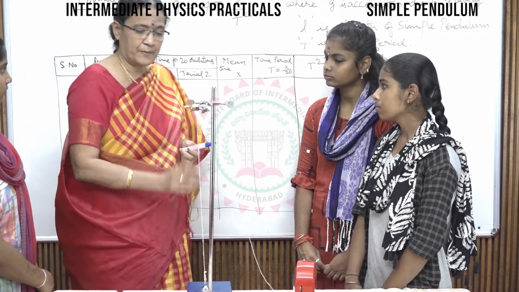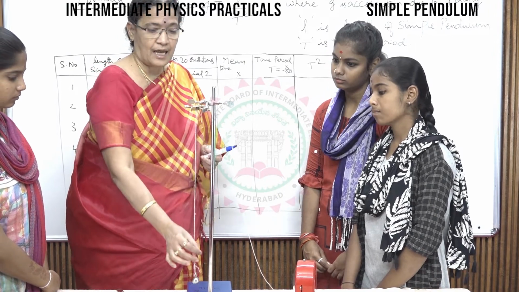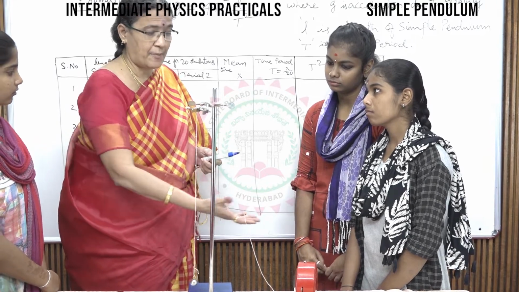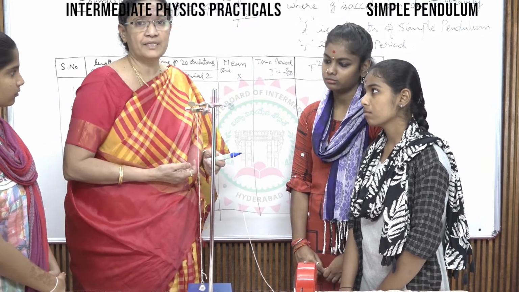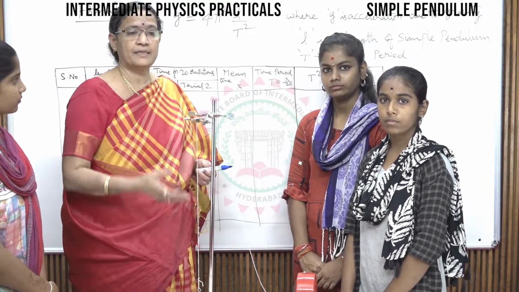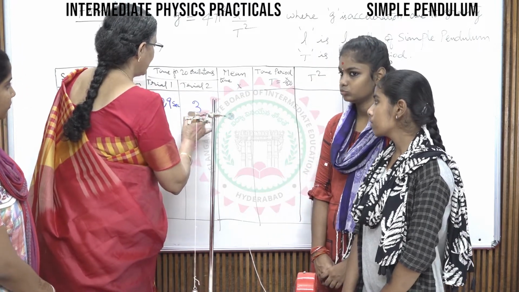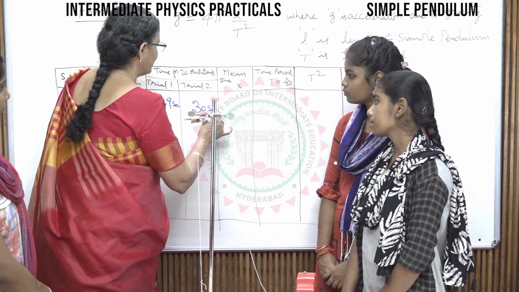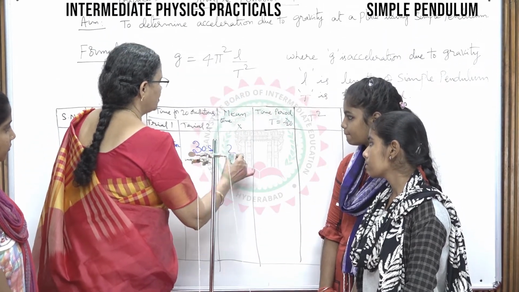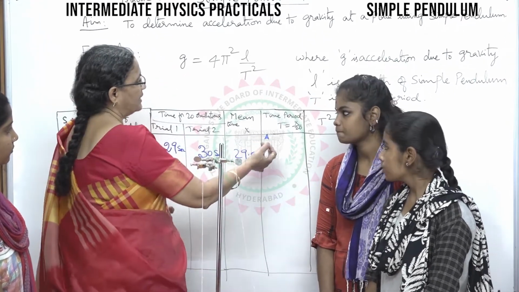I am doing the experiment with 50 only. Second time. I might have made some mistake, or I might have started the stop clock a bit late. To avoid that, I am repeating the experiment a second time for the same length. So, next time, say I got 30 seconds. I am taking the average of these, which is 29.5 seconds. Now, capital T.